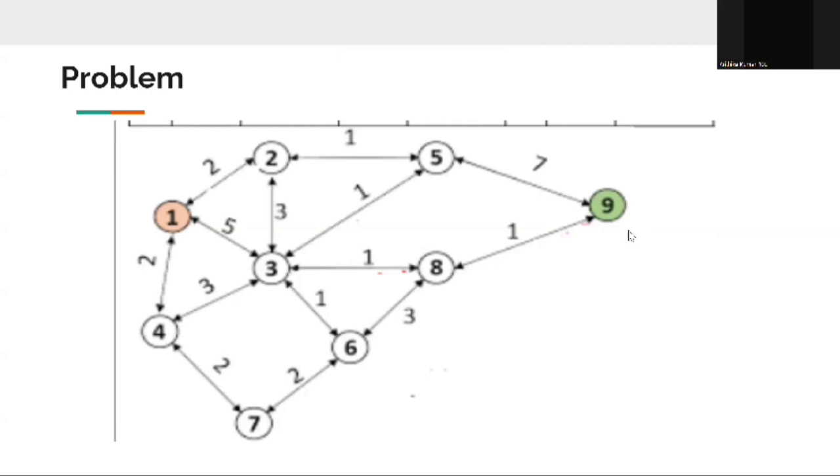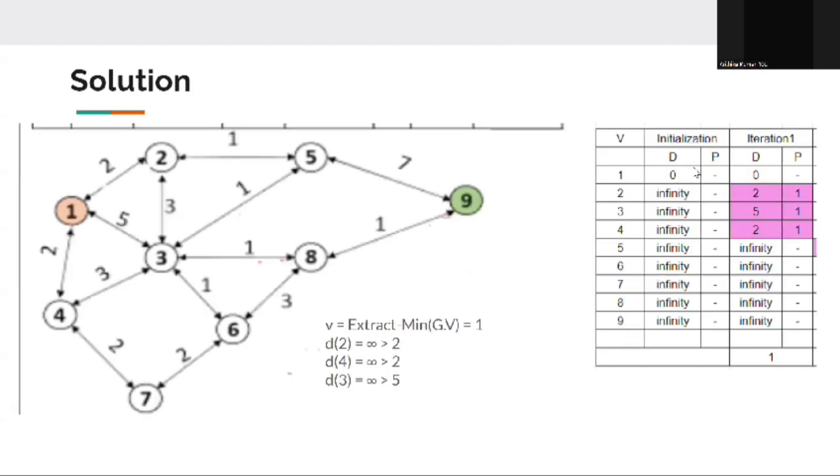First, at the initialization, all nodes of the graph are put into a heap and the distance of the source node is set to 0 and its parent is null. For all of the other nodes, the distance is set to infinity and their parents are also null. This is the initialization of distance and parent. The distance is 0 for the source node, which is 1 here, and infinity for the rest of the nodes, which also have no parents.